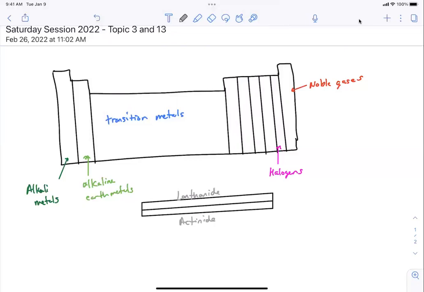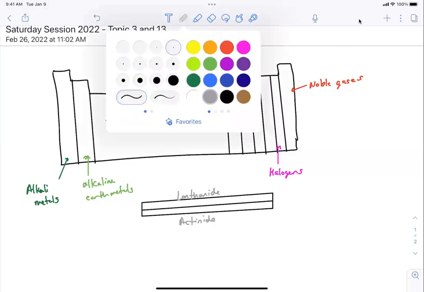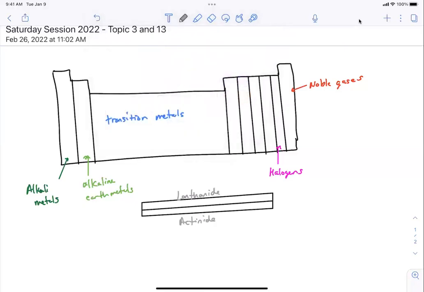Okay. Now, do you need to know the positions of these? Well, you need to know the general position of them. Oh, it does say show the position of metals and nonmetals. So, yeah, your metalloids are kind of in that stair step right here. Okay.